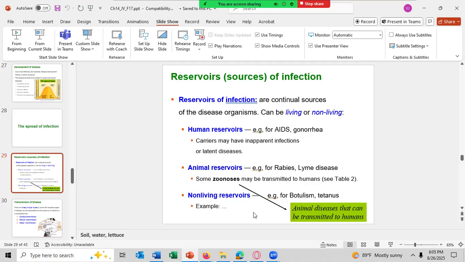Non-living reservoirs can be common sources of human infection, especially in third world countries where the disease can be spread by soil, water, or infected lettuce. I think everyone recalls the recall of lettuce from the stores because it was infected with an organism causing gastroenteritis in people, oftentimes E. coli, but it could be some other bacteria. And non-living reservoirs are fairly common, especially in third world countries. Even in first world countries, it's fairly common.